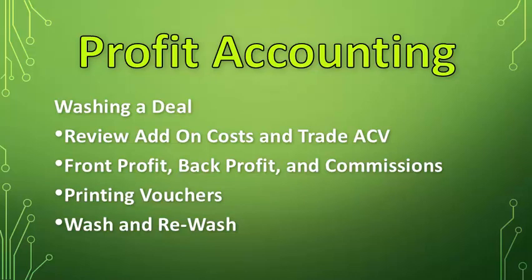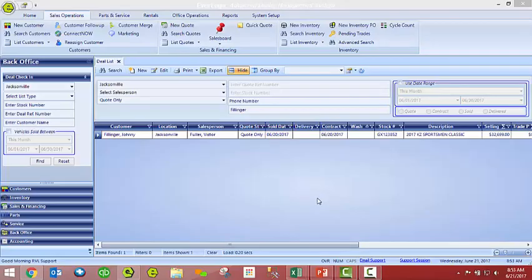Today I'm going to teach you how to review your add-on cost and your trade actual cash value. We'll discuss front profit, back profit, and commissions. I'm going to show you how you can print vouchers for your sales staff. And then we'll wash the deal, and I'll demonstrate how to wash the deal again in case you find any errors after the initial wash process.